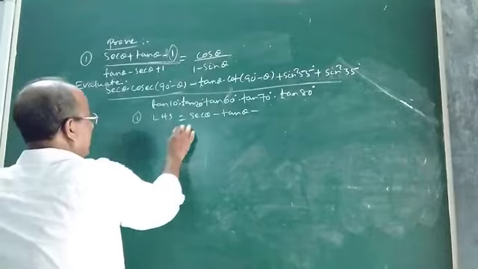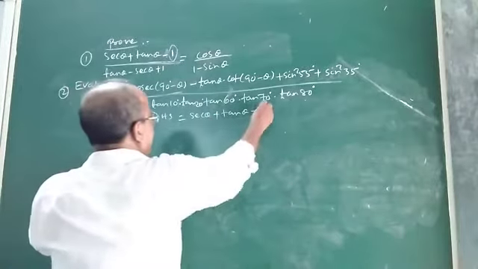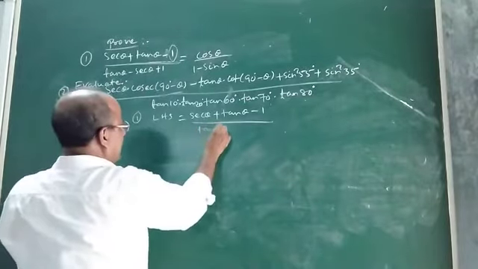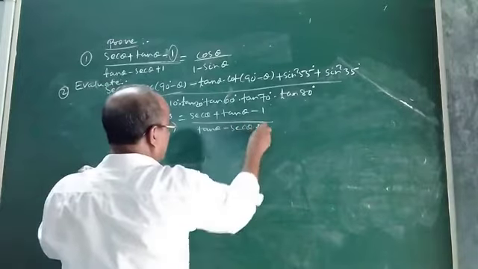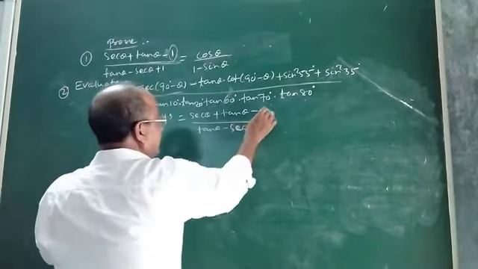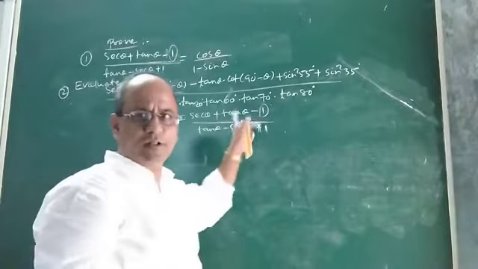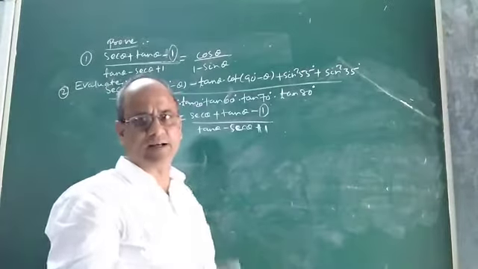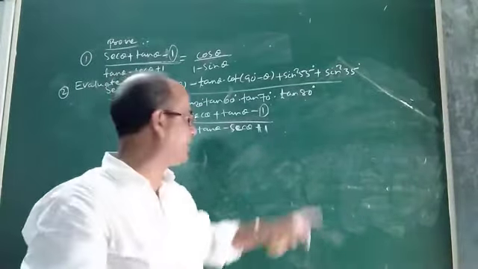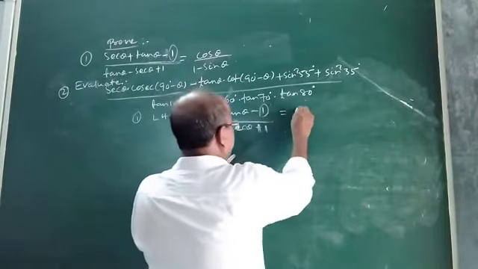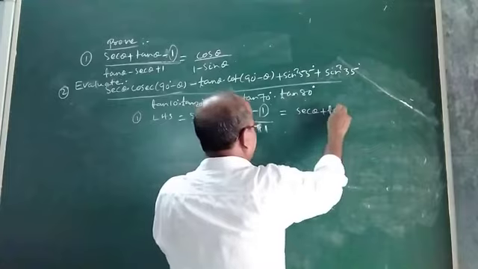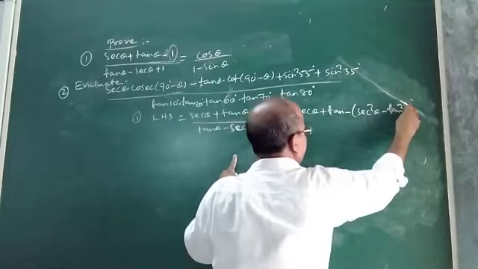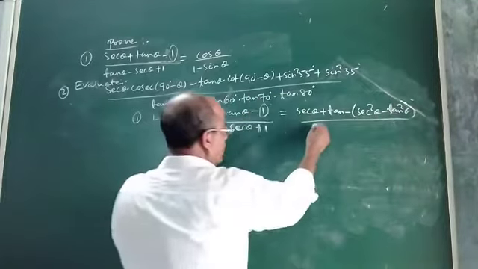First, write the LHS: sec theta plus tan theta minus 1 divided by tan theta minus sec theta plus 1. Now look at this one. Here all the ratios are given in sec and tan. Children, you know how to express 1 in terms of sec theta and tan theta: sec square theta minus tan square theta equal to 1. So in place of 1 we can write sec square theta minus tan square theta. Let the denominator be constant.